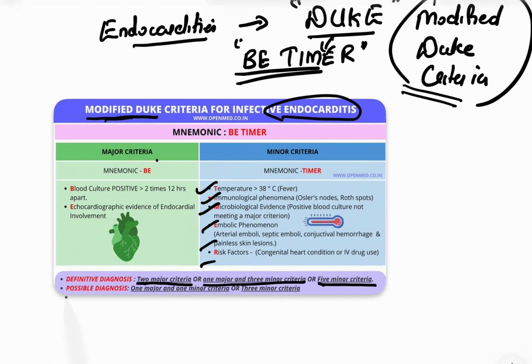And what is a possible diagnosis? That there is a query of diagnosis. That means 1 major criteria and 1 minor criteria. If the patient has got only 1 major criteria and 1 minor criteria, that is a possible diagnosis. Or 3 minor criteria is also a possible diagnosis.